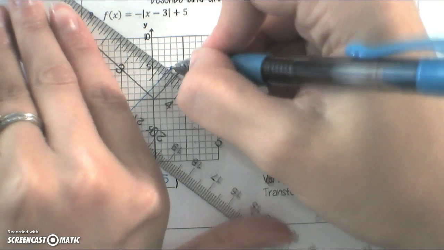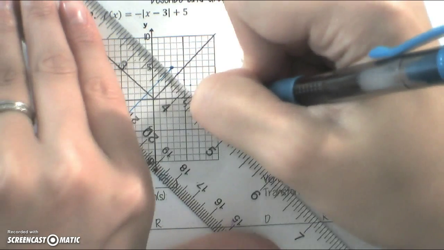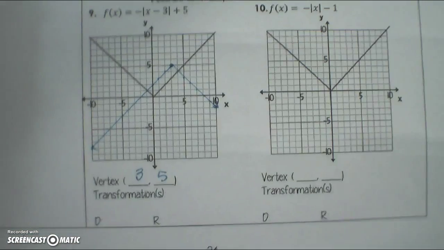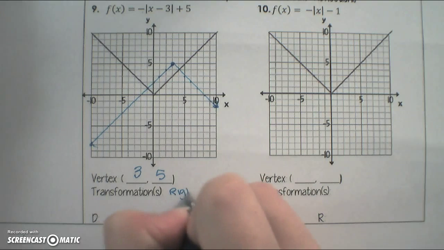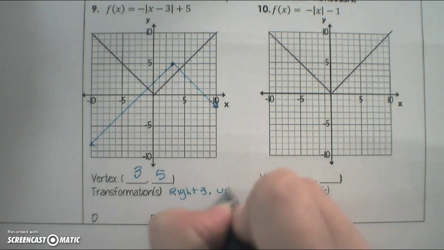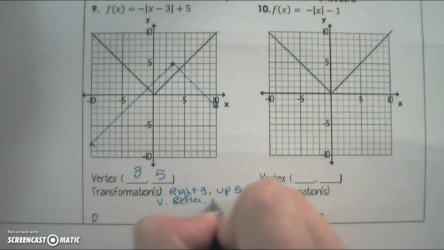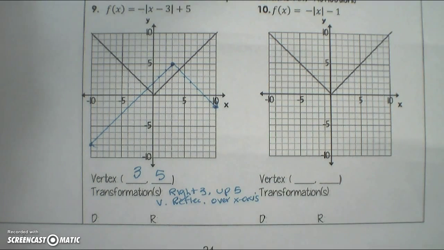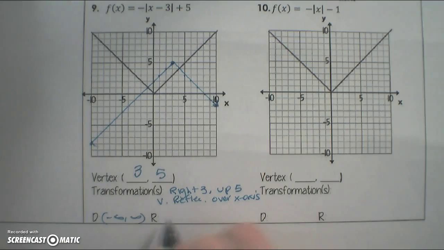And it should, if I can get my line to go here. There we go. There it is. So the transformations that took place were right 3, up 5, and a vertical reflection. And if you want to say over the x-axis, but pretty much vertical reflection is good enough for me. So we have negative infinity to infinity, and it looks like our lowest point is down here, negative infinity, our highest point 5.